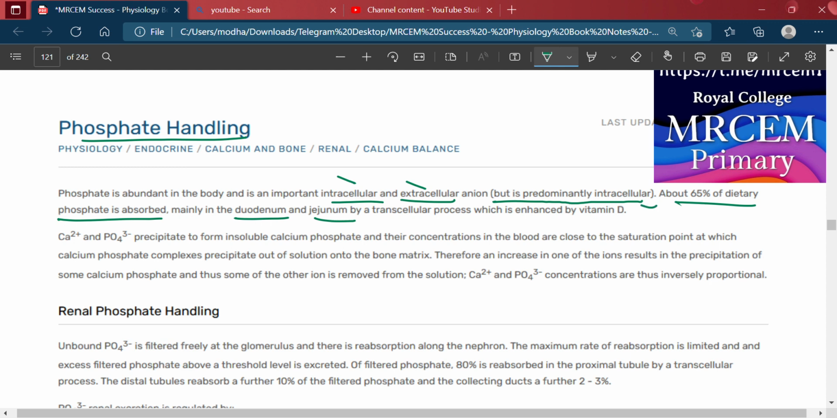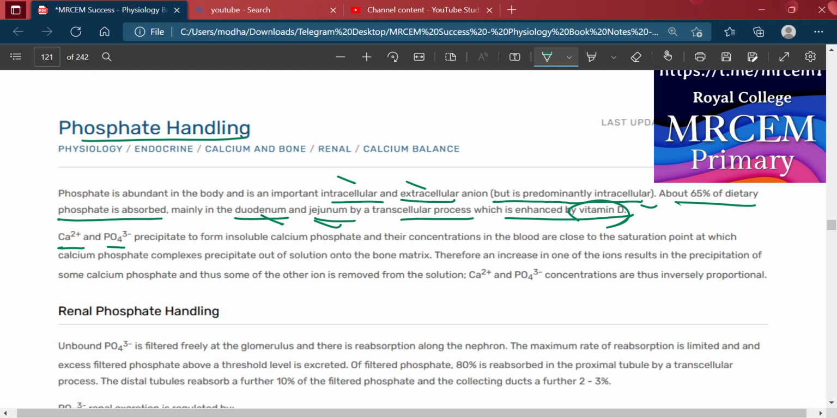About 65% of the dietary phosphate is absorbed mainly in the duodenum and the jejunum by a transcellular process which is enhanced by vitamin D. We have seen earlier that vitamin D causes the absorption of phosphate and calcium in the small intestine, like the duodenum and the jejunum.